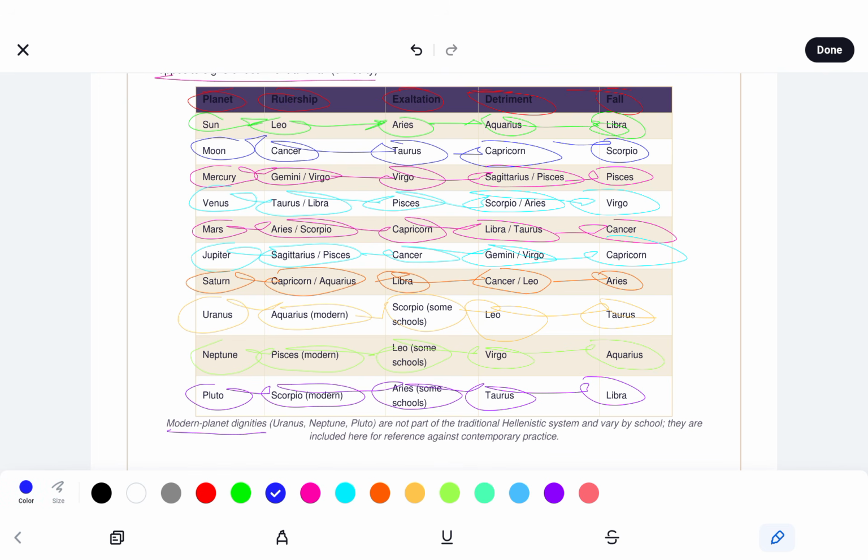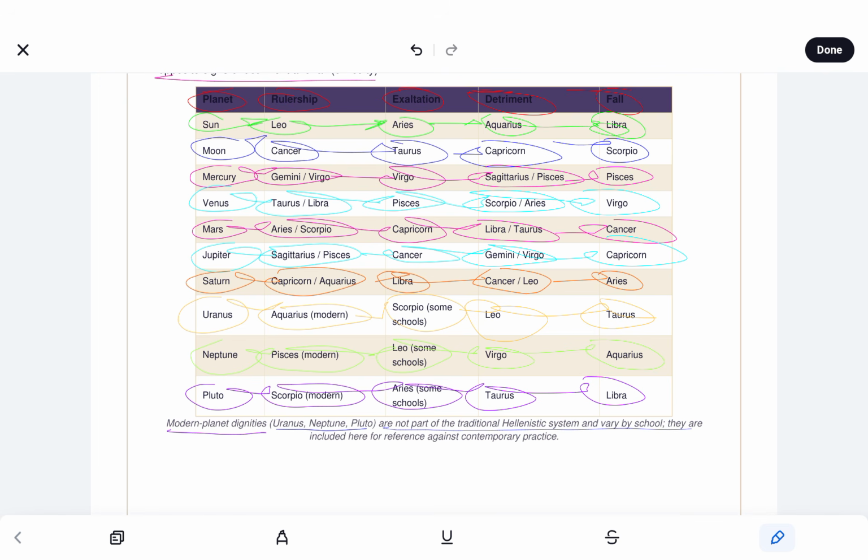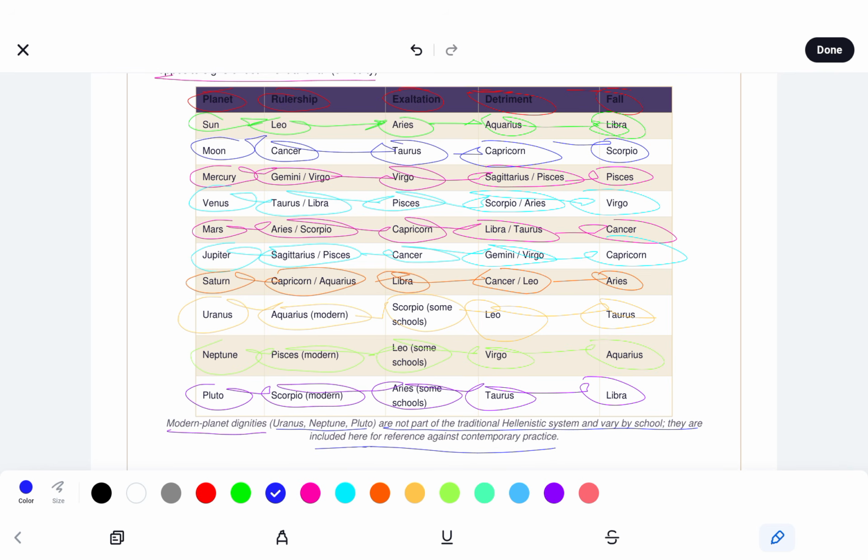Modern planet dignities, which is Uranus, Neptune, Pluto, are not part of the traditional Hellenistic system and vary by school. They are included here for reference against contemporary practice.